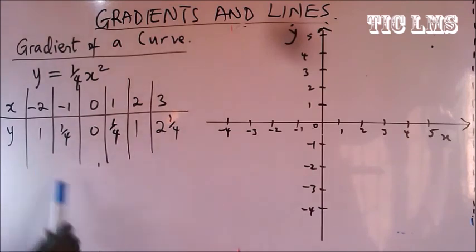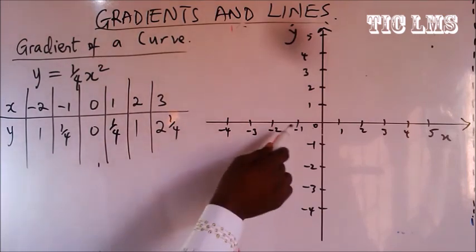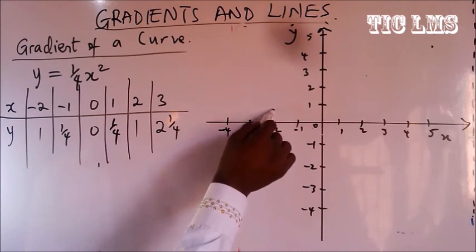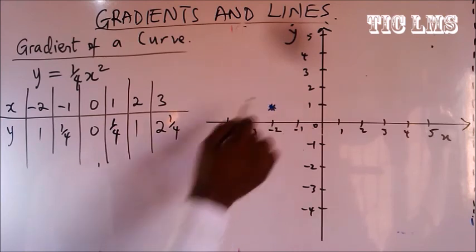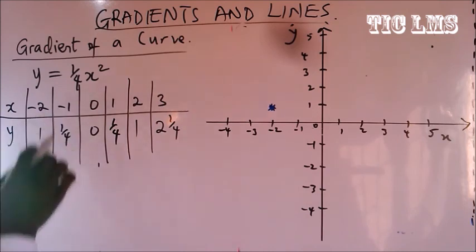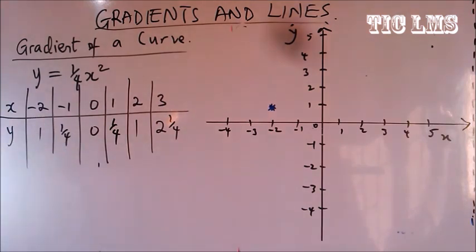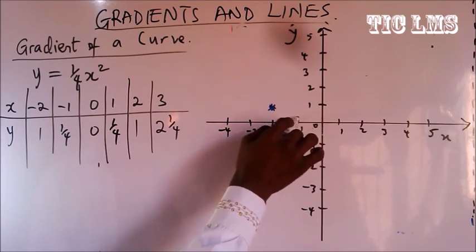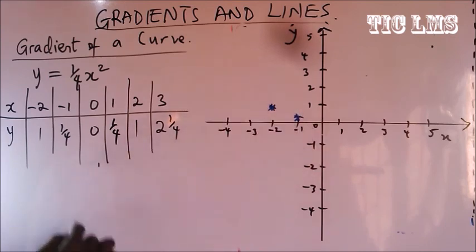We want to plot the graph of this table. So when x is minus 2, y is 1. We'll locate our minus 2 here. Now this is best done on a graph booklet. So when x is minus 2, y is 1. So here is 1, and we'll place a point over here. Then when x is minus 1, y is 1 over 4. So 1 over 4 is somewhere around here. Then when x is 0, y is 0.